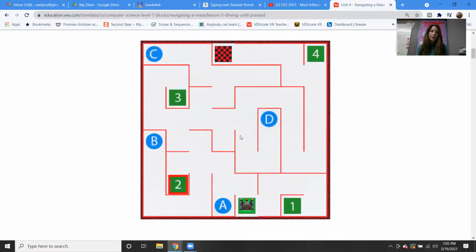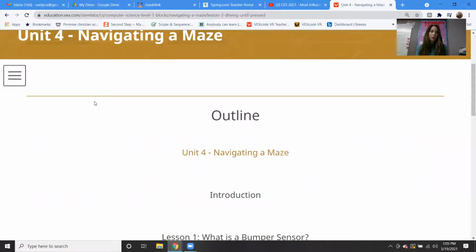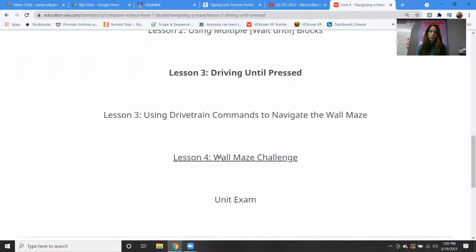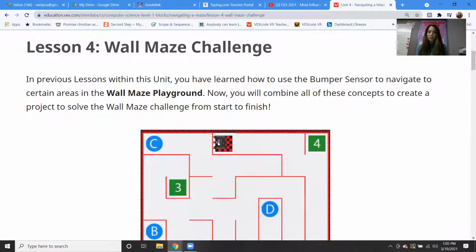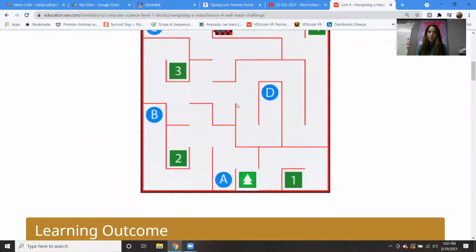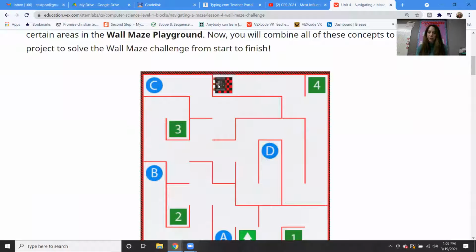send it over to me. And then the last lesson in Unit 4 was Lesson 4, which was pretty much the wall maze challenge, where we got to the end here. So we started at the beginning down here and we got all the way to the top where the end is. So it was Unit 4, Lesson 4, solve the maze. And then we had the Unit 4 test. So you had to take the test. So please make sure that you completed the Unit 4 test, okay?